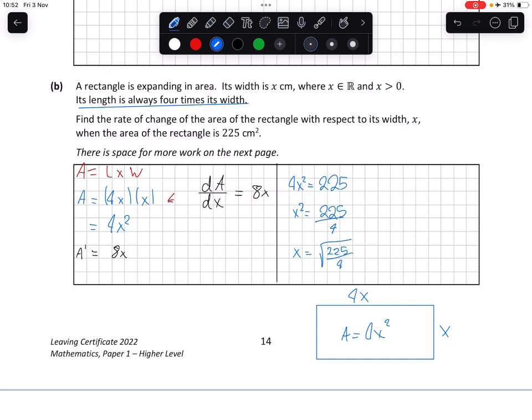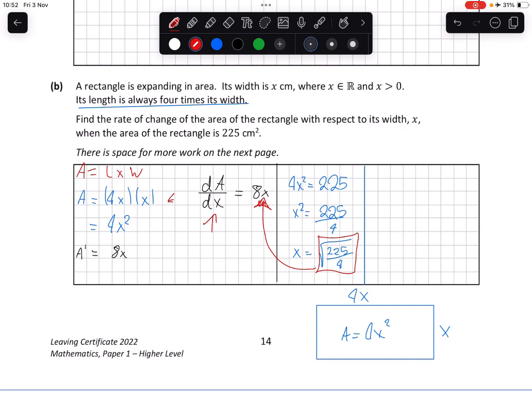Now, all we're going to be doing, we have its area in terms of x. How do we know how much to change it by? Well, we're going to substitute x into dA/dx. So we're going to be putting this value here into this x here.